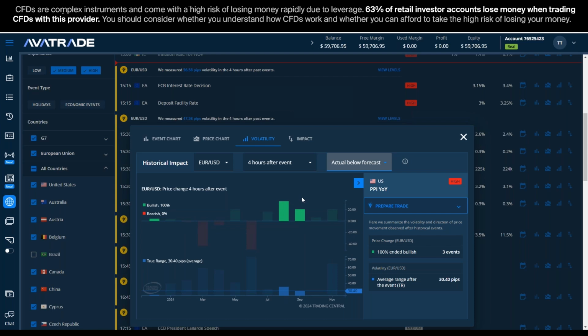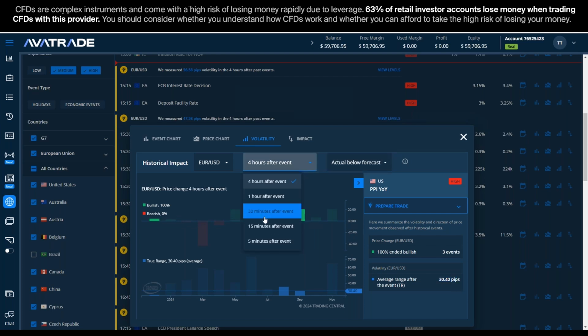So if the inflationary data comes in below expectation, it looks like a strong trend in the past for the USD to weaken against the euro, for the euro to climb against the USD. So going into this announcement, I would probably be hoping that this comes in below forecast so that I can try and take advantage of what has happened 3 out of 3 times in the past and try and maybe go long on this if I get an entry point that I like. I'd be expecting about 30 pip range movement in the 4 hours after the event.